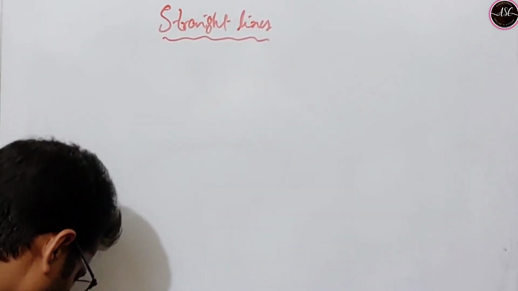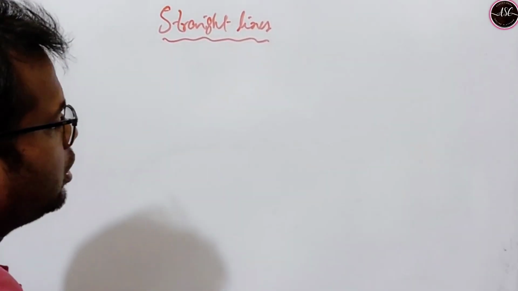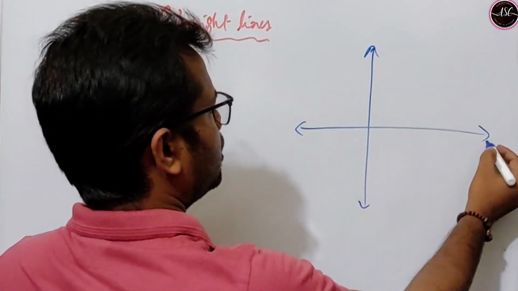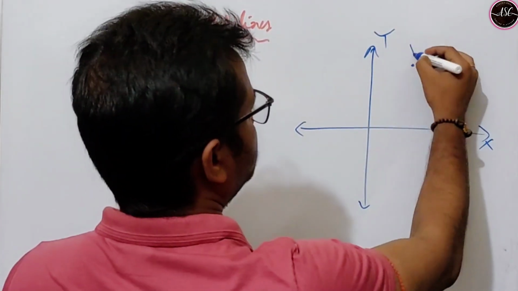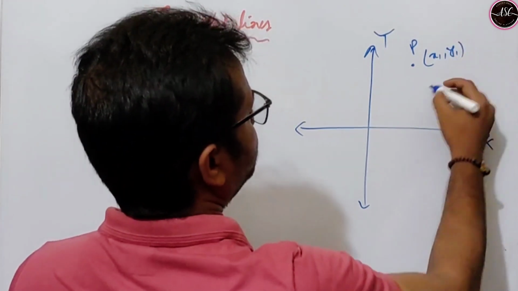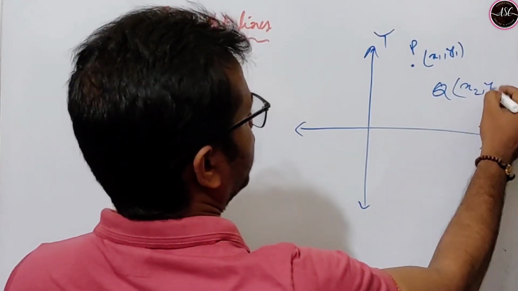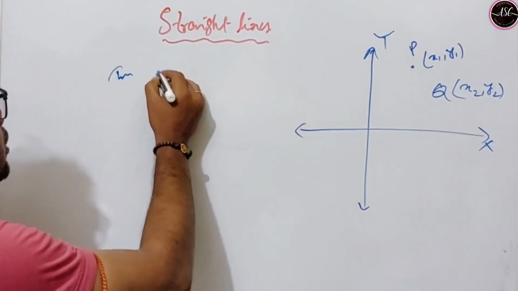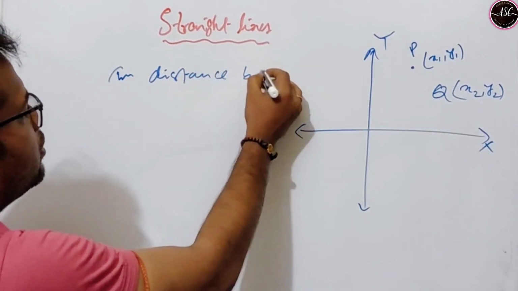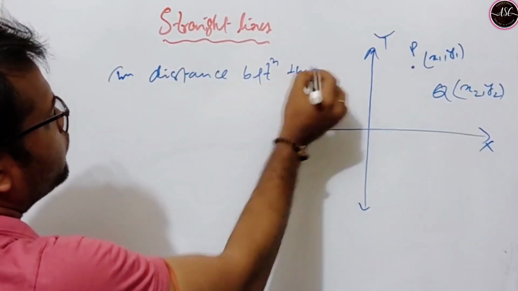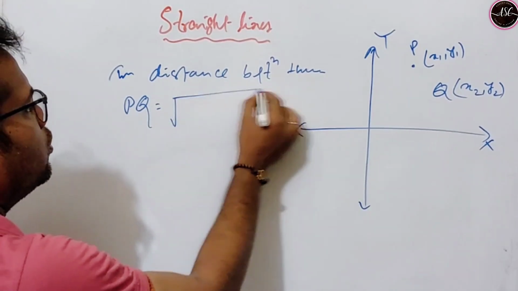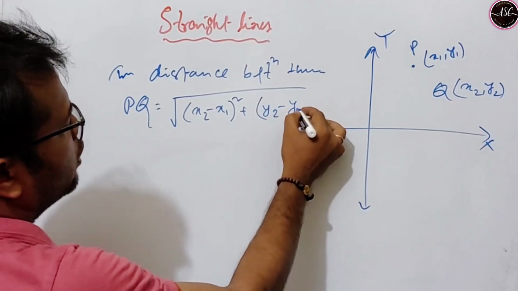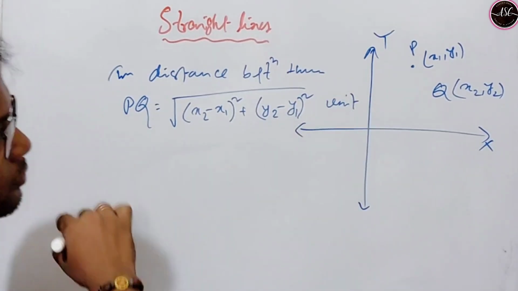Let me just remind you. Here this is a coordinate plane, x, this is y. Here P is a point x1 y1 and Q is a point x2 y2. So the distance between them, that means PQ, equal to root over x2 minus x1 whole square plus y2 minus y1 whole square unit. Okay, we have learned this.